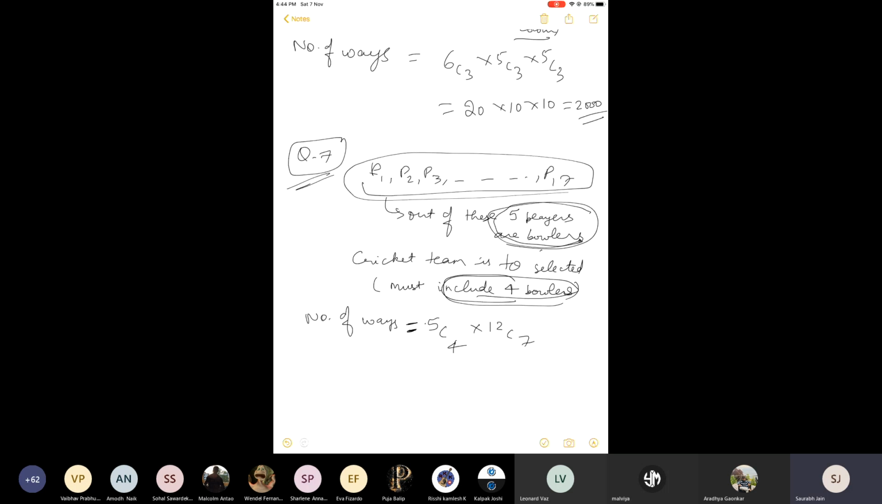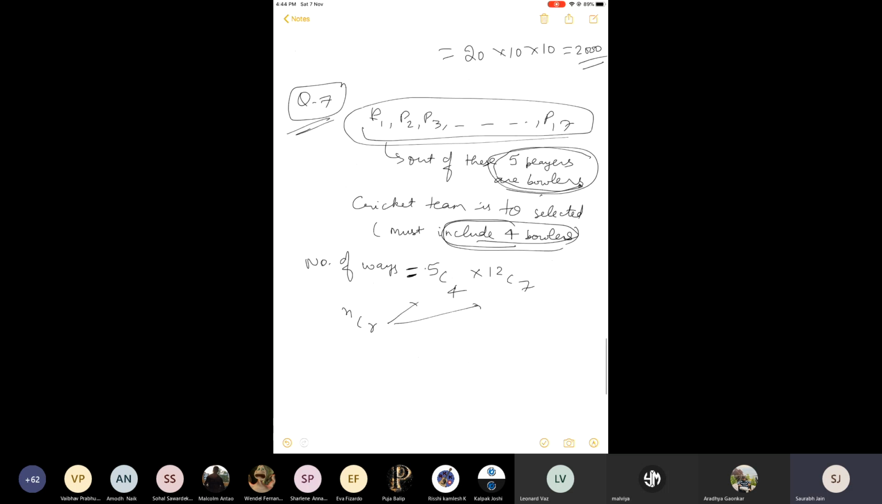Why multiplication? Because bowlers and remaining players, whatever they can do, batting or all rounders, whatever. Okay, so this is it. This will be the answer. Now you can use this formula of nCr and find their values. That is not important. Okay, so this was your question number 7.